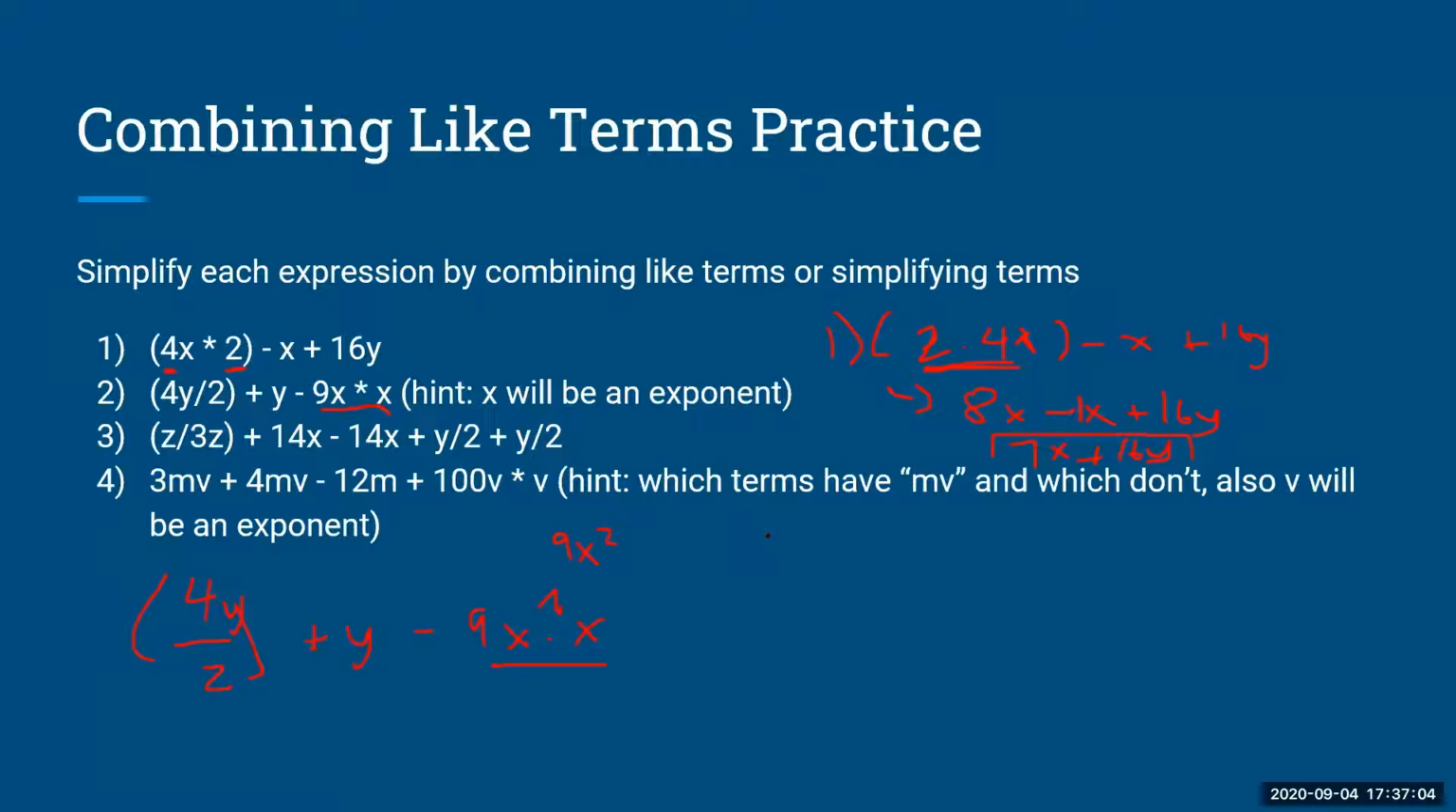X squared is x times itself, 2 times. Then the 4 divided by 2 is simply 2. So 2y plus y minus 9x squared. And then you can combine these two to give you 3y minus 9x squared. That's it. And you can't combine that any further because you have an x squared and you have a y.